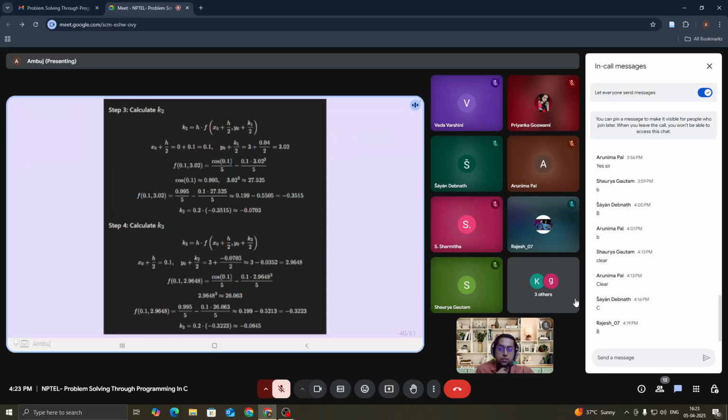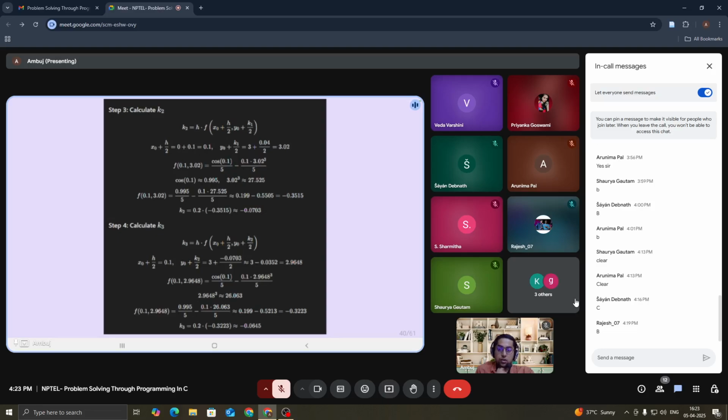Okay, everything has been given to you. X naught plus h by 2 will remain the same, which will be 0.1. Y naught plus k2 by 2 is 3 plus 0 minus 0.0703, which you have got in the previous expression, divided by 2, that would be 2.9648. So try to calculate this particular value. You will get it.